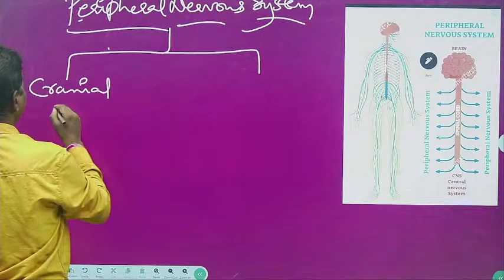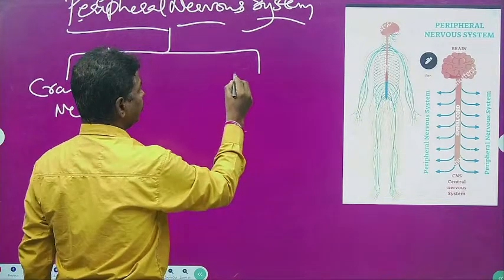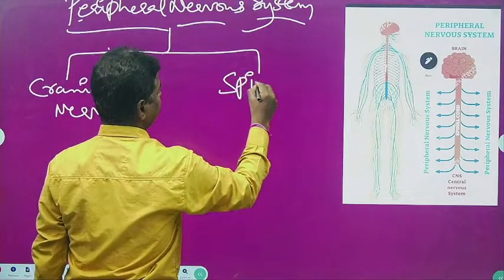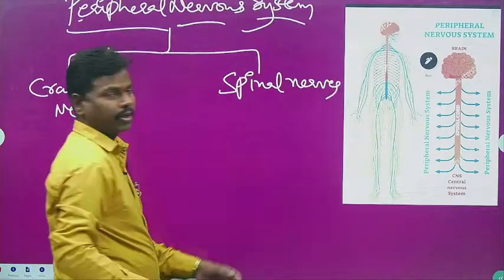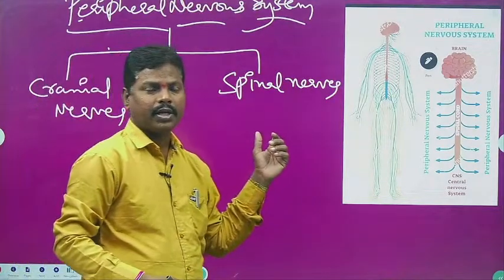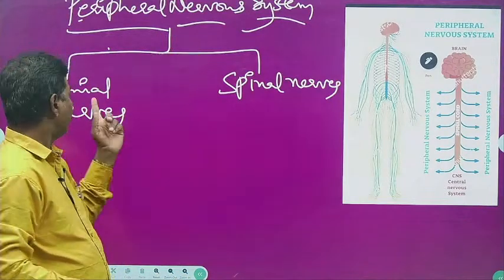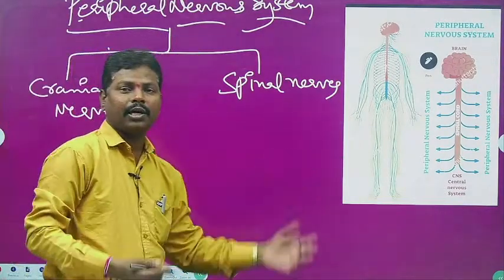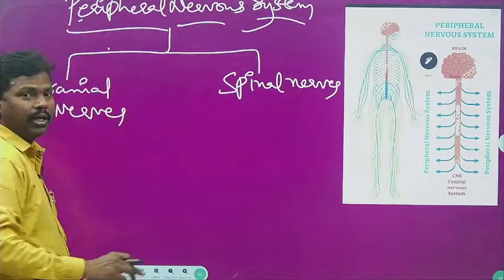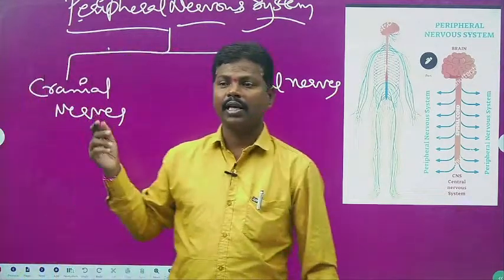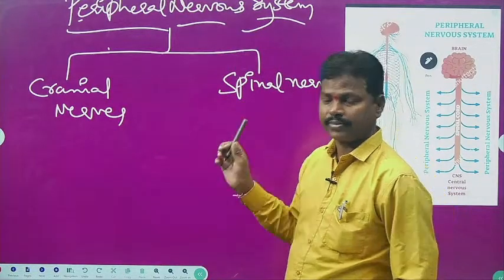Cranial nerves and spinal nerves. Do you understand? Peripheral nervous system is formed by cranial nerves and spinal nerves. But how many nerves are there? We have to know that. How many cranial nerves are there and how many spinal nerves are there? Now we are going to see.